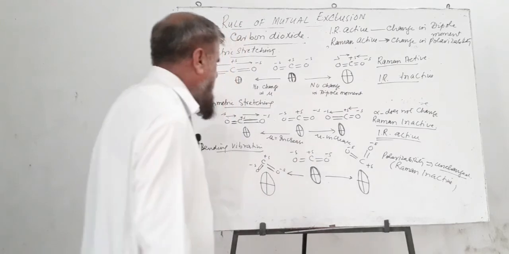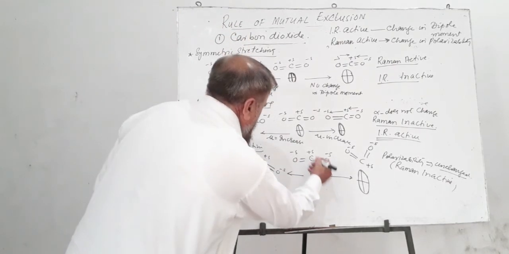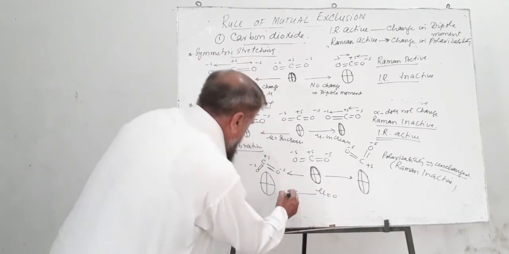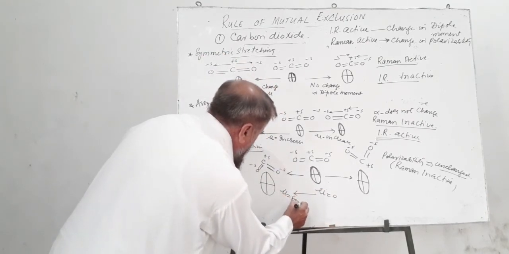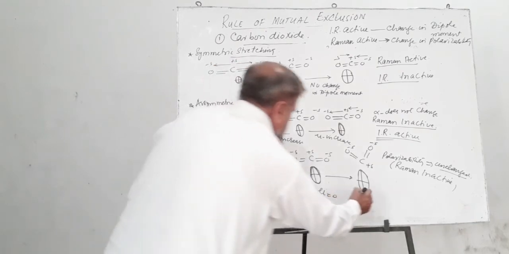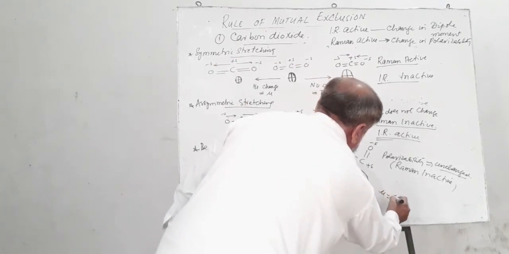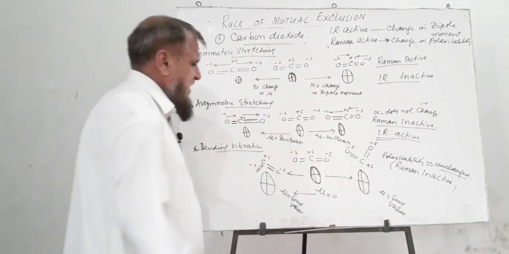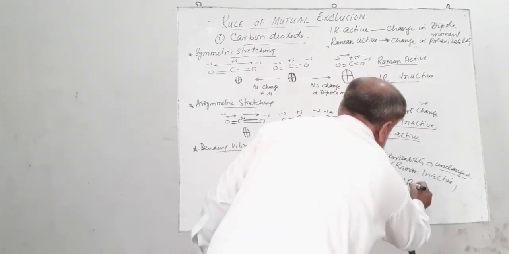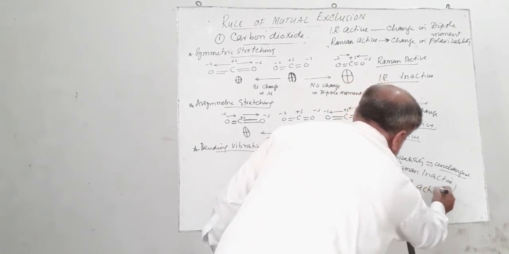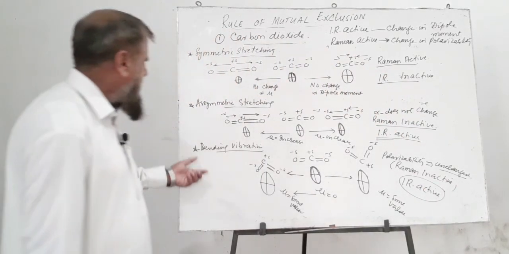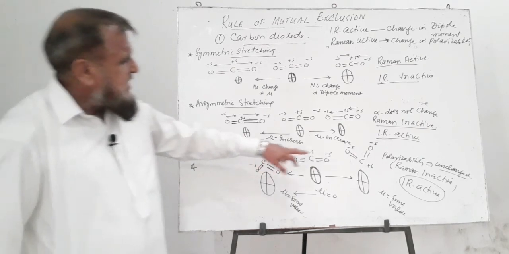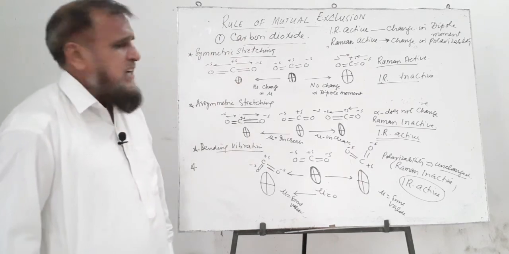Now if we consider the dipole moment, the linear molecule has a zero dipole moment, while the bent structures have some values. Here we have some value, and here we also have some value. As the dipole moment changes, we say that it will be IR active. Same will be the case for the bending vibration which is out of plane. Here also it will be Raman inactive but IR active.